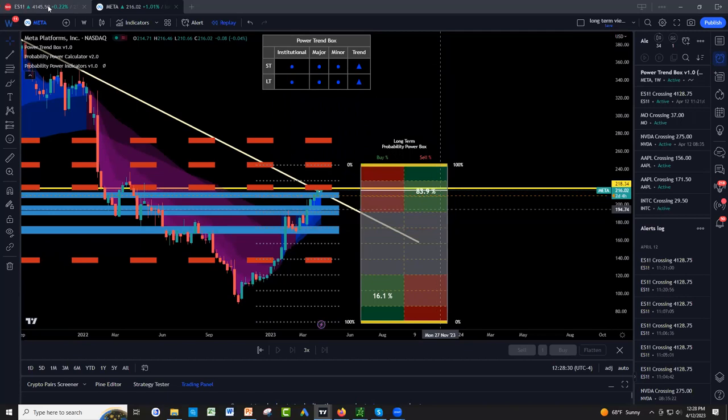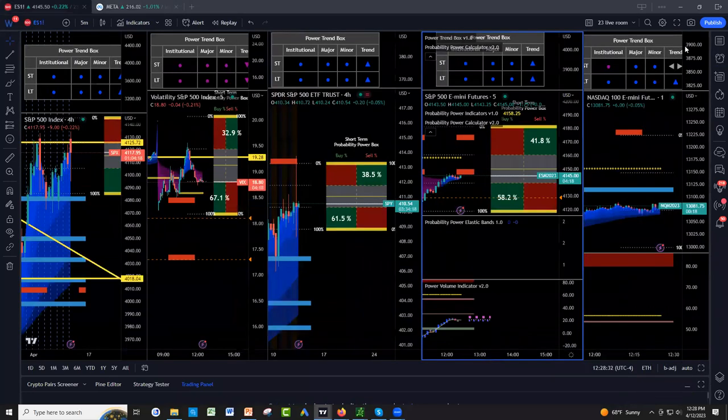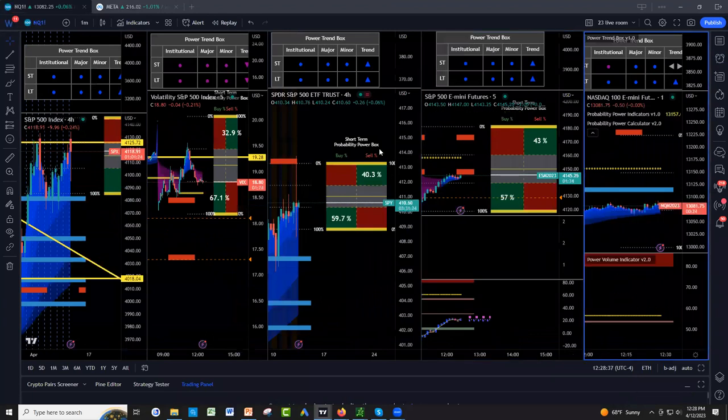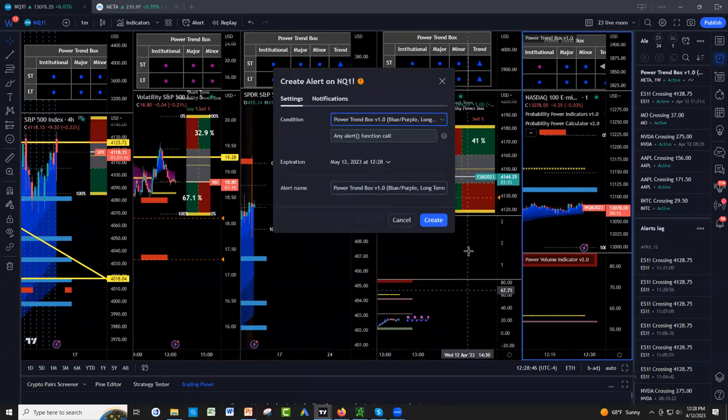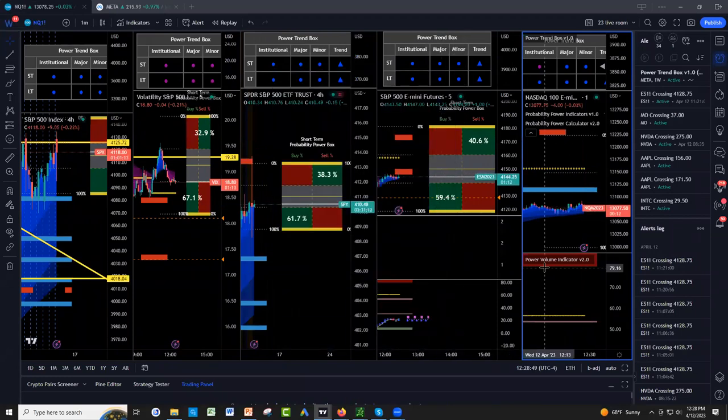Same here, if you go for the day trading, like especially on NASDAQ, it's fighting right now. I go here, short-term, long-term, plus sign, I drop the conditions, I go to the probability power trend box, change that, create the alarm, and it will ring all the time.